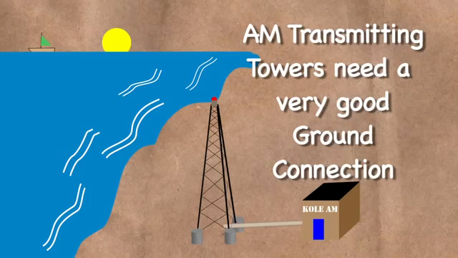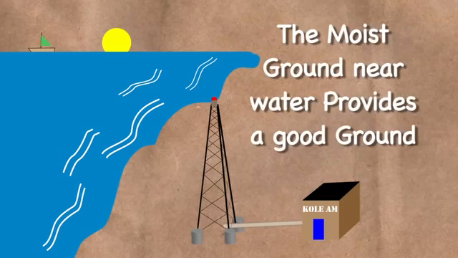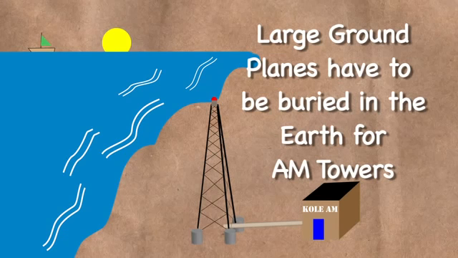Often you will see AM towers at the water's edge on a lake or bay. The moist ground and the nearby water makes for a very conductive ground plane, which is important for AM broadcasting. Low frequencies tend to follow the curvature of the Earth as they travel, so a low resistance connection to the Earth is very important at the transmitter site.